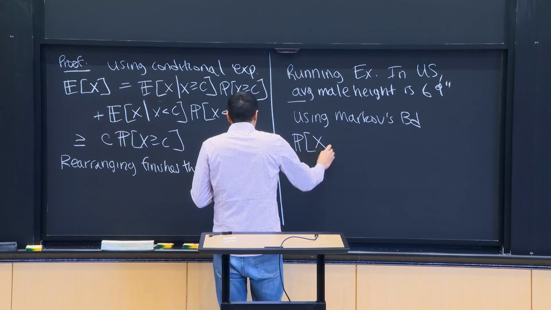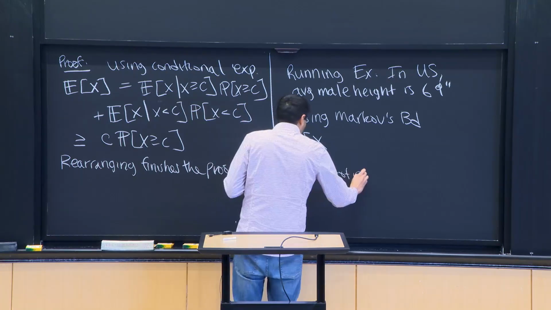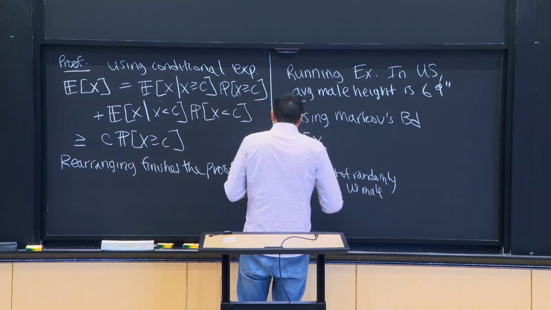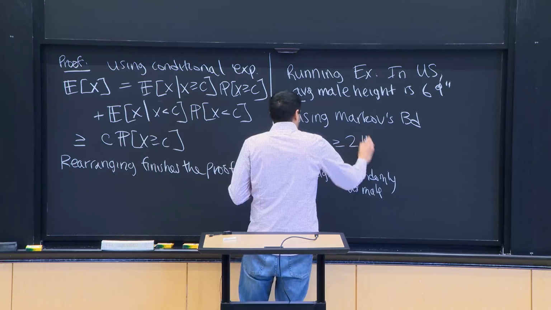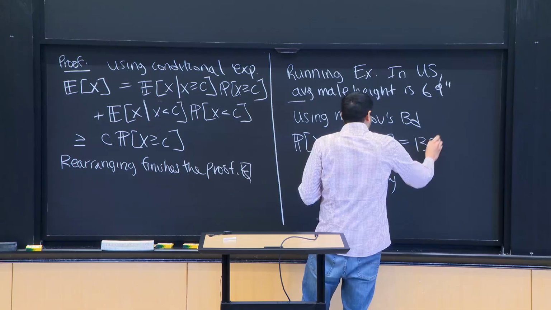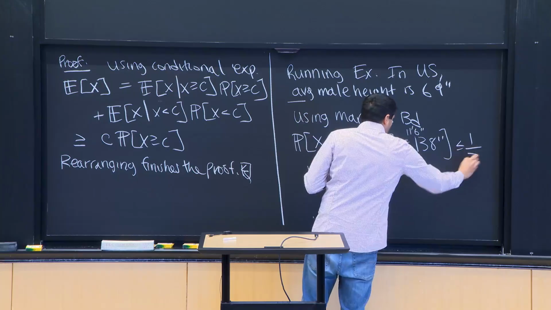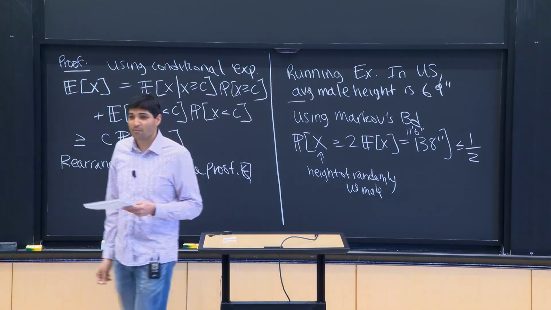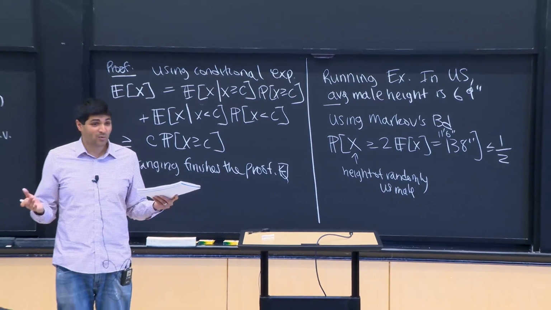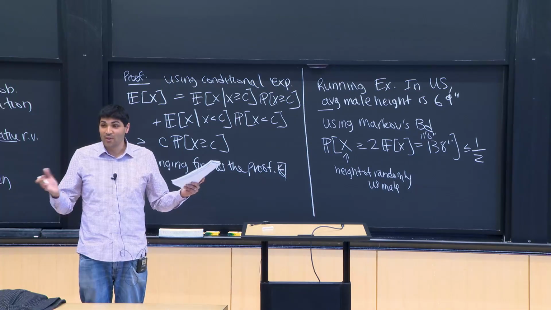It tells us the probability that x, which remember is our random variable, the height of a randomly chosen US male, is at least 2 times its expectation, which is equal to 138 inches, or 11 foot 6 inches, that probability is at most a half. So we've proven this amazing fact, right? You're walking down the street in Boston, the probability you see someone who's above 11 foot 6 is at most a half. Okay? So pretty good, or maybe not.